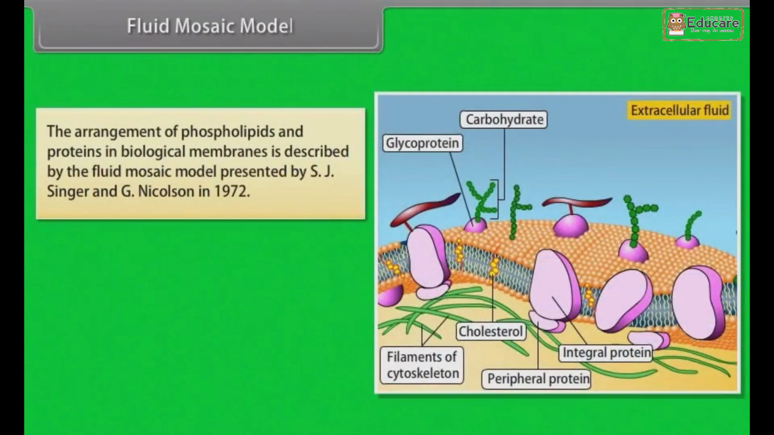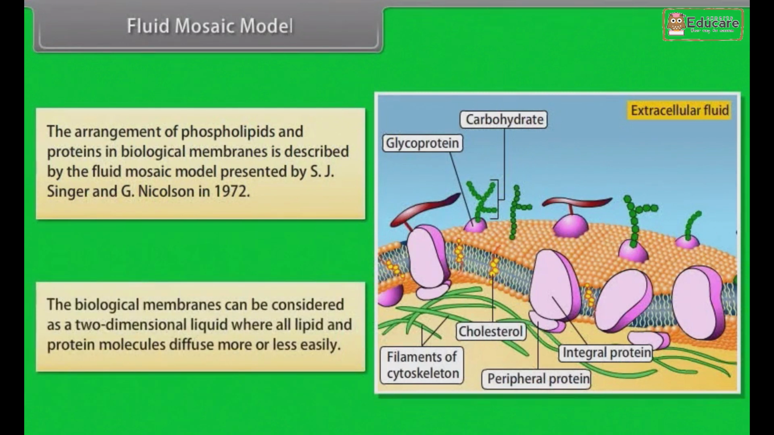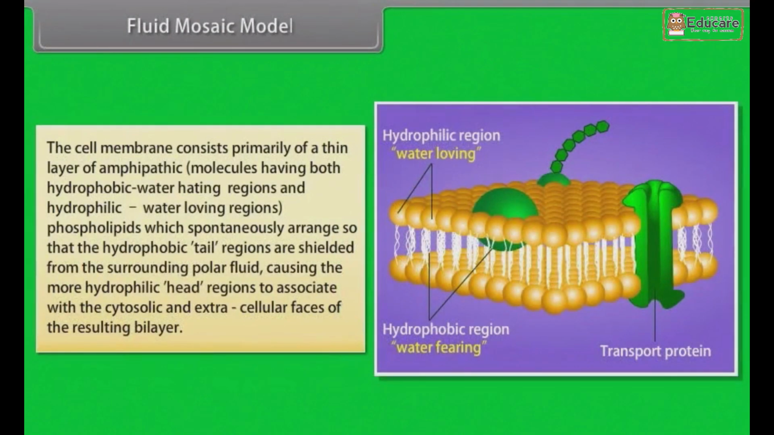Fluid mosaic model. The arrangement of phospholipids and proteins in biological membranes is described by the fluid mosaic model presented by S. J. Singer and G. Nicholson in 1972. The biological membranes can be considered as a two-dimensional liquid where all lipid and protein molecules diffuse more or less easily. The cell membrane consists primarily of thin layer of amphipathic molecules having both hydrophobic, water-hating, regions and hydrophilic, water-loving, regions, phospholipids, which spontaneously arrange so that the hydrophobic tail regions are shielded from the surrounding polar fluid, causing the more hydrophilic head regions to associate with the cytosolic and extracellular phases of the resulting bilayer.